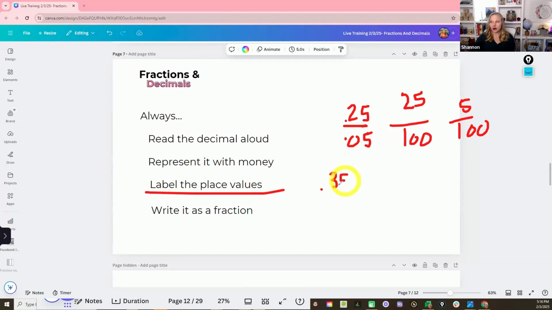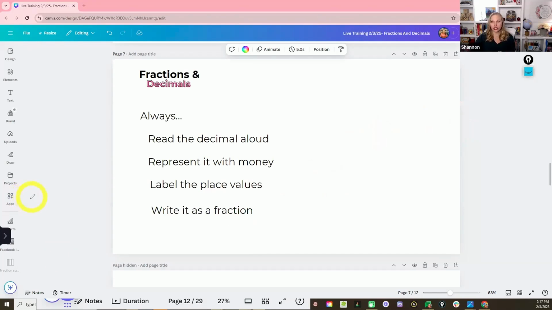If I'm writing 0 and 35 hundredths, I label it ones, tenths, hundredths. I just do it every time. Label the place values and then write it as your fraction. So those are my non-negotiables for teaching decimals connected to fractions.